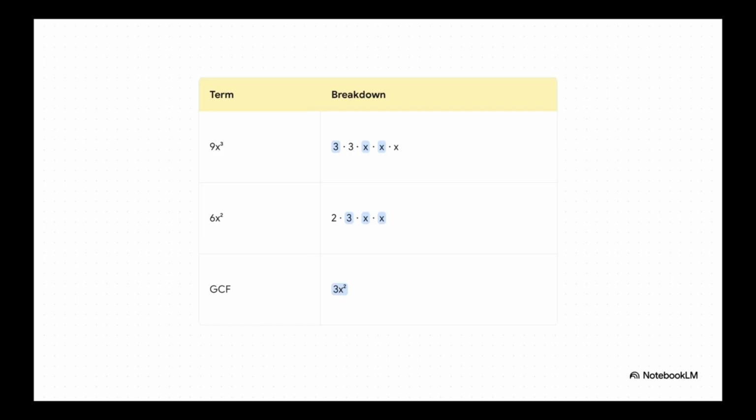Okay, check this table out. It makes it super clear. We break down 9x cubed and 6x squared. Look what they have in common. You can see it highlighted. They both have a 3, and they both have 2 x's. So you put that together and boom, our GCF is 3x squared.